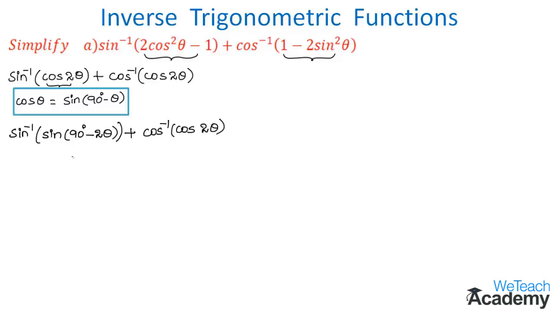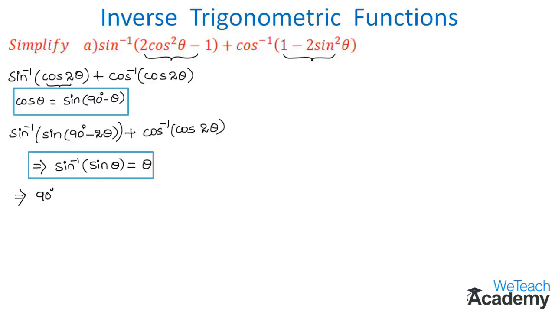So here we already know the property of inverse trigonometric function, which is sin inverse sin theta will be equal to theta, and this is possible in all trigonometric ratios. So that implies we get here the solution as 90 degrees minus 2 theta plus, and here in this term we have cos inverse cos 2 theta. So we get 2 theta over here. And now minus 2 theta and plus 2 theta get cancelled, and we get the result as 90 degrees, which is nothing but the value for the given equation sin inverse of 2 cos square theta minus 1 plus cos inverse of 1 minus 2 sin square theta.